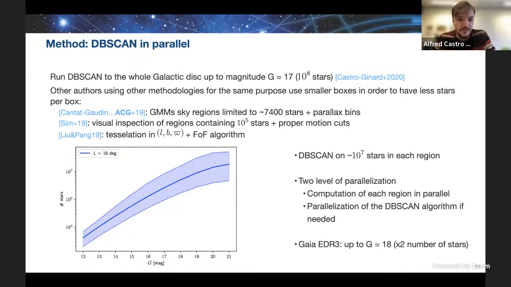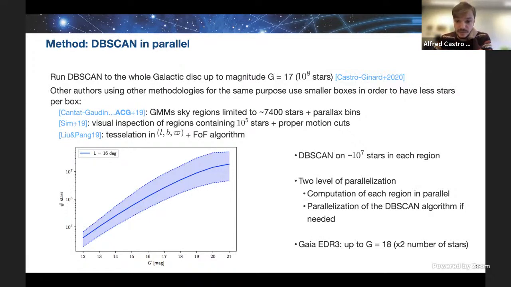I've quoted here a few for comparison. Basically, the first one, we were able to analyze around 7,000 stars. In our case, we run it for an order of magnitude more than that, and this can remove some biases in the search, right? And basically, what we do is a two-level parameterization. Let's say first will be a distribution, so computing each of the boxes simultaneously, and then if in each box there is a lot of stars, we parallelize the calculation of HDBSCAN.